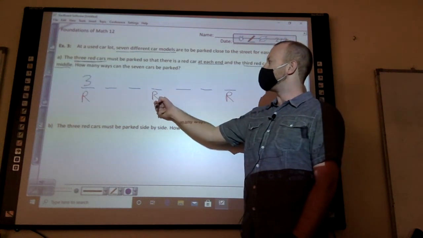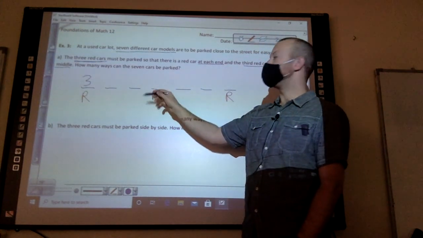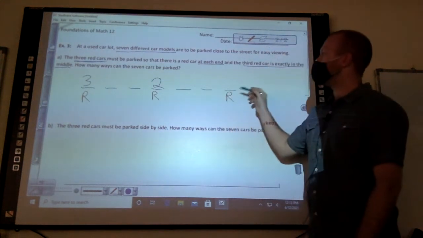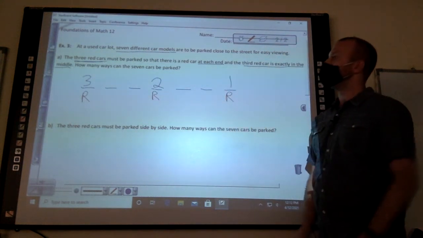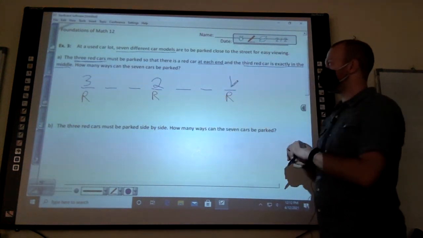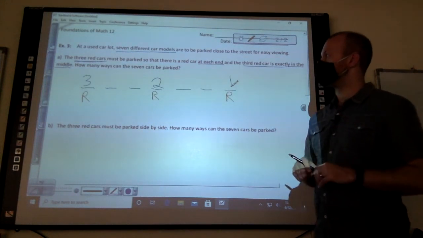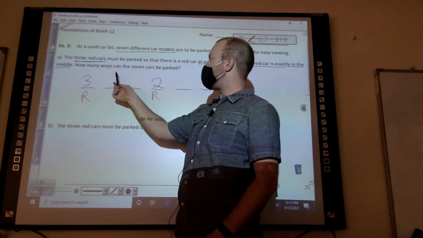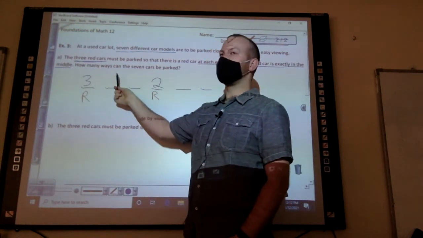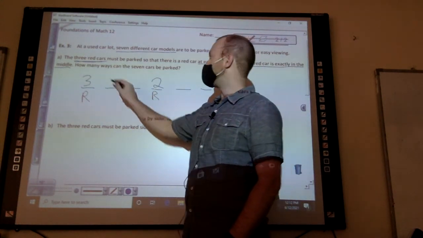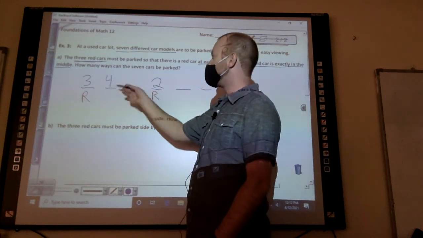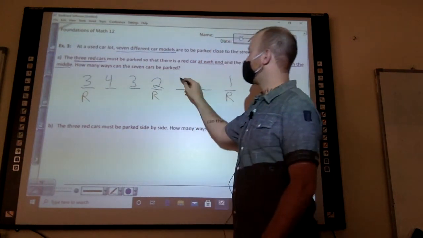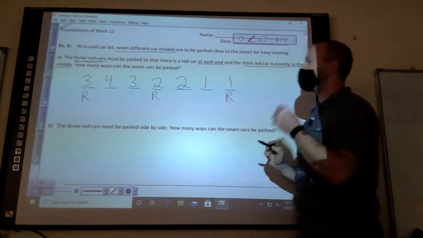And then how many options do I have for a red car here? 2. And then 1. Good. So I've dealt with the red cars. The other cars we're not told anything about, but there's no restriction on that. So how many cars do I have left over that could be in this spot? 4. Yeah, so I've got 4. Then I've used one of them up, so I've got 3, and then 2, and then 1.